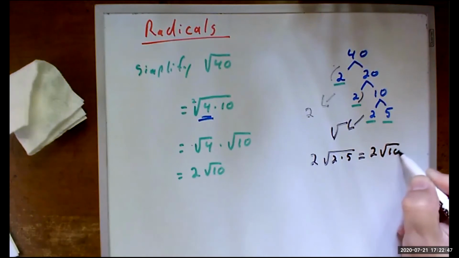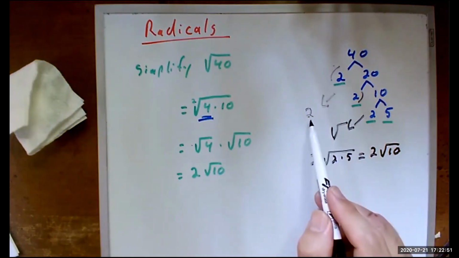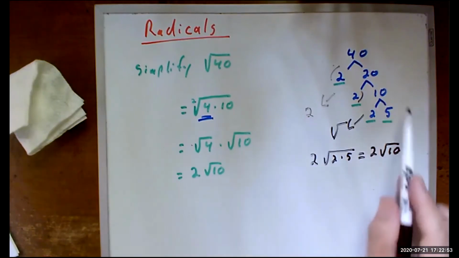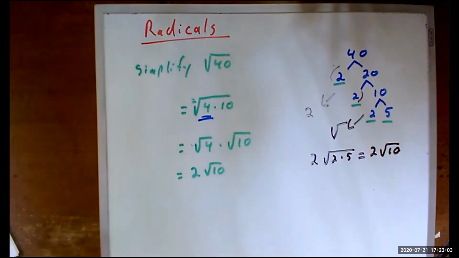Okay, so I end up with 2 to the power of 2 times radical 2 times 5. I can put my 2 times 5 together, and again I end up with 2 radical 10. So your pairs, one can come outside. Anything that isn't a pair stays on the inside.